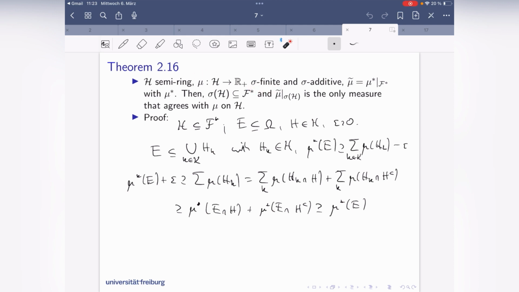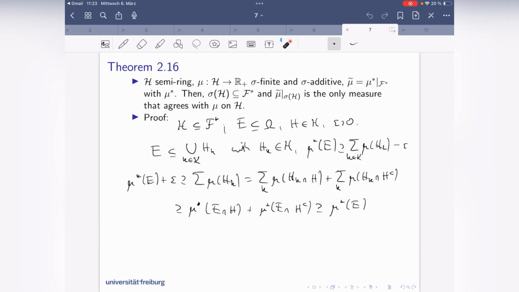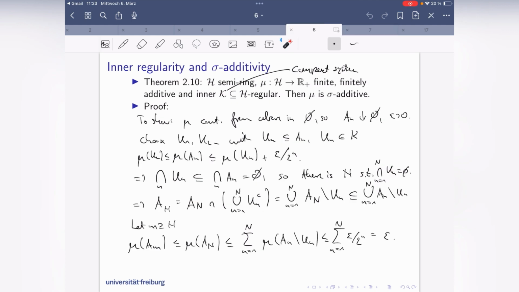Sigma finite, that's okay because we have here probability measures. All P's were probability measures, so they're also sigma finite. The interesting part is sigma additive. So this mu here, is it sigma additive? That's the question. And for this, we had theorem 2.10. It concludes something is sigma additive.